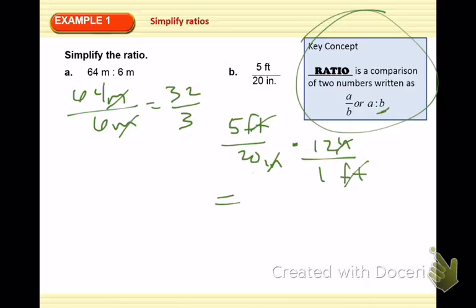When I do that, I get 60 over 20. And I'm unitless now. There's no units here. Reduce this down by dividing both by 20, and we get 3 to 1. So instead of thinking that 20 inches is 4 times longer than 5 feet, I now look at this and know that 5 feet is 3 times longer than 20 inches. Okay? And read 3 to 1. Okay, so the moral of the story there is make sure that your ratio is in the same units before you start to reduce.